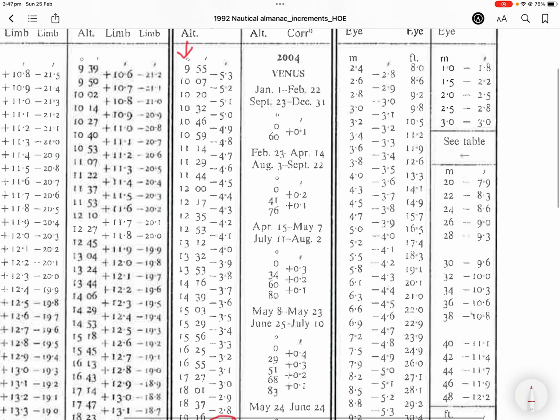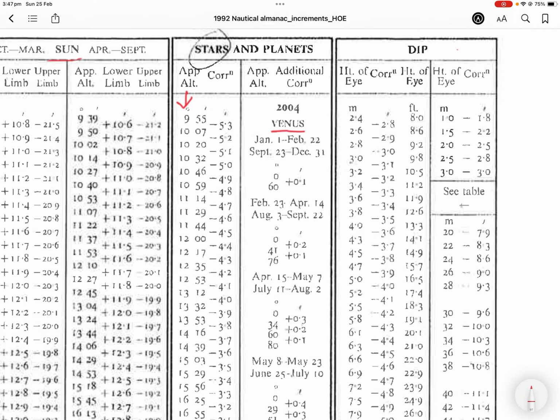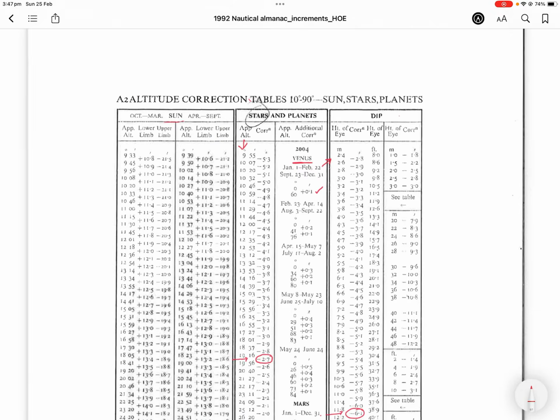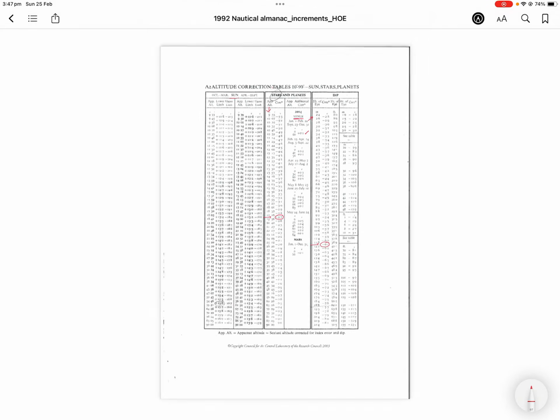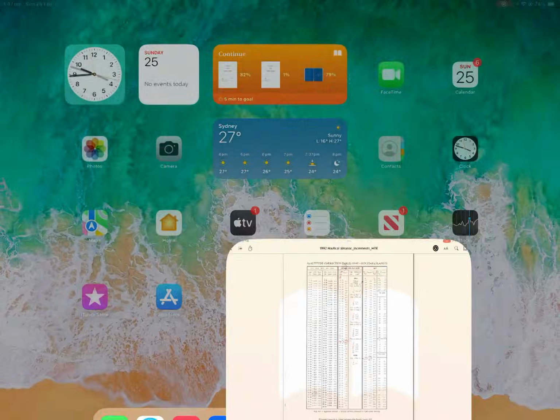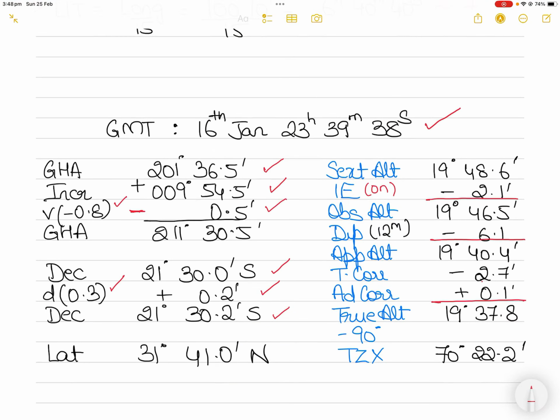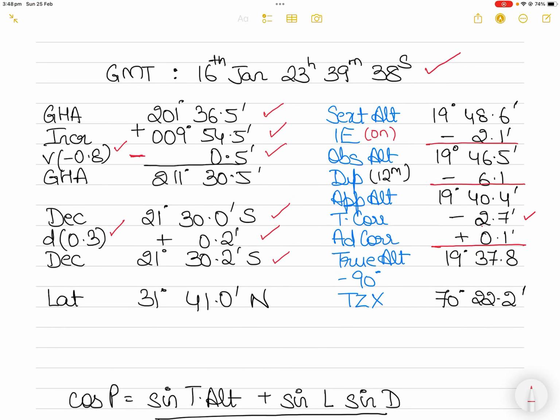But for planets like Venus, you have an additional correction depending on the month in which you have taken the sight. So here the additional correction is because 16th of January lies between January 1st and February 2nd, your correction will be 0.1, especially if your apparent altitude value is between 0 to 60 degrees, which in this case it is because our value is 19 degrees 40.4 minutes. So you also have to take this correction along with you, 0.1 as well and negative 2.7. So here I have applied negative 2.7 and 0.1. You can see negative 2.7 and 0.1. You apply both of them under the minutes column, not under the degrees column.